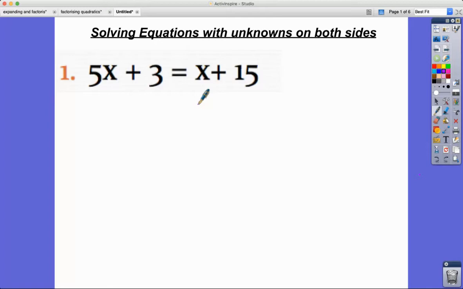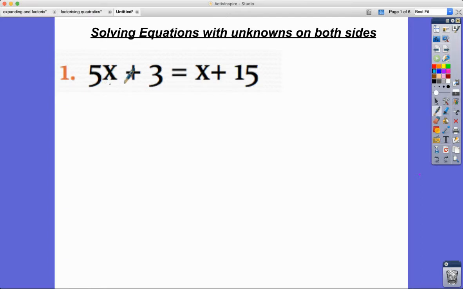On solving equations with unknowns on both sides, such as this example here. So we might have a question in algebra where we have to find the value of x, where we're given that 5 times that value of x plus 3 equals x plus 15. Okay, so we have to find this mystery value x. And what I always advise my students to do is to look for the lowest coefficient of x.